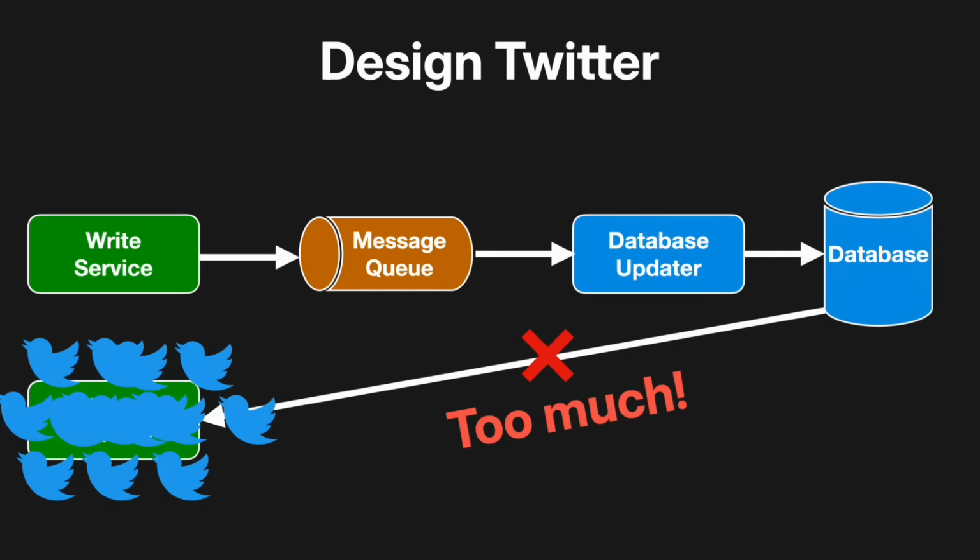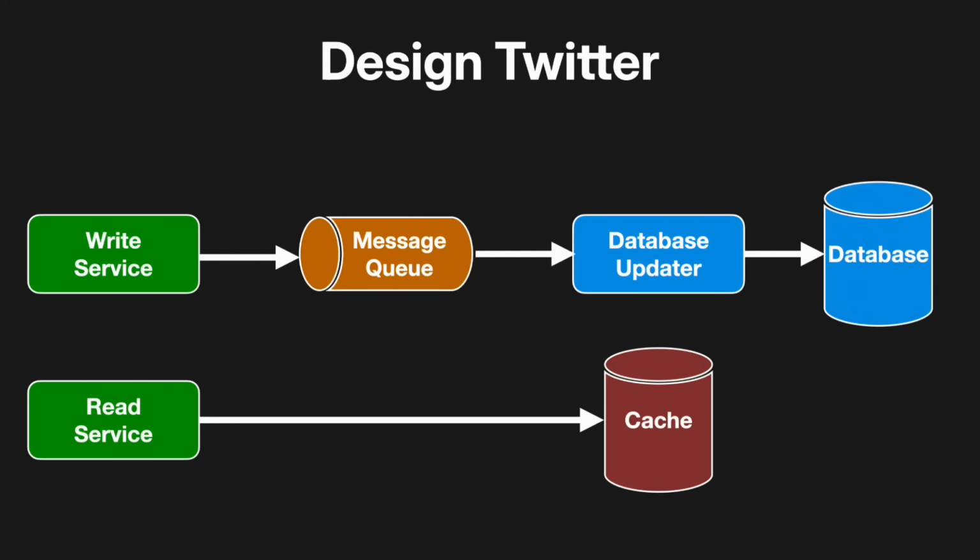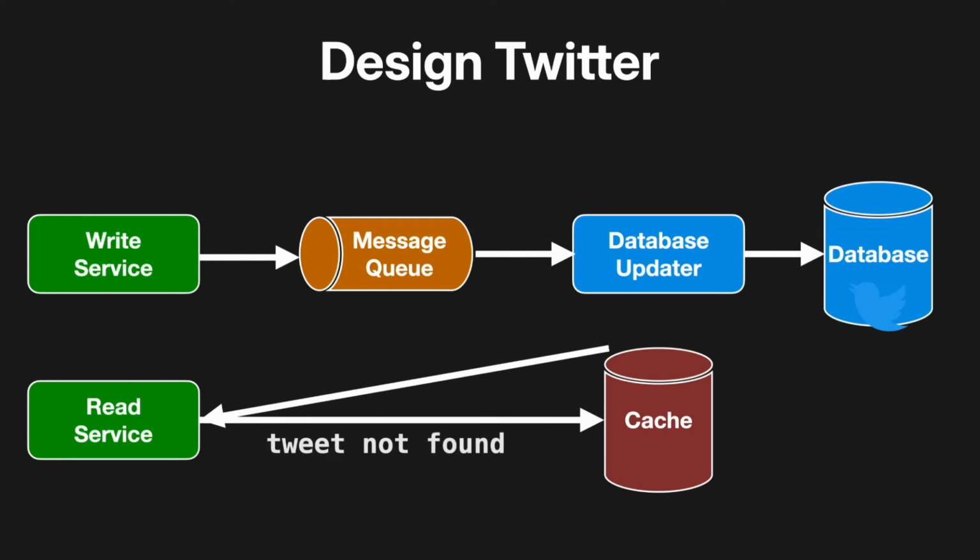This is where caching comes into play. We are going to use a cache to store recently accessed data. When the read service receives a request, it will first check the cache. If the data is already in the cache, we can return it immediately, resulting in a very low latency response. If the data is not in the cache, only then do we query the database, retrieve it, and update the cache for future requests.